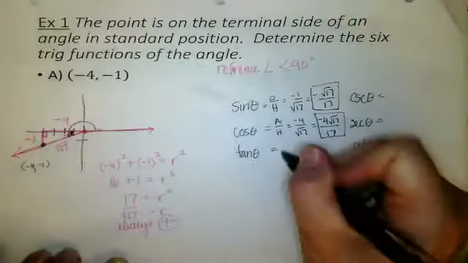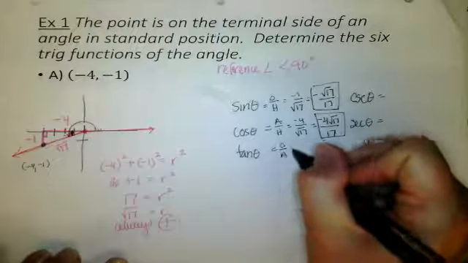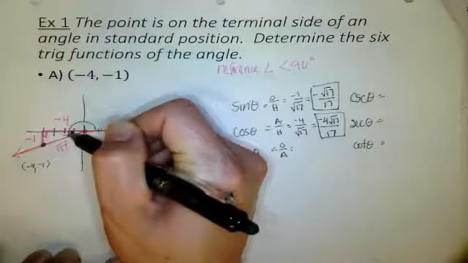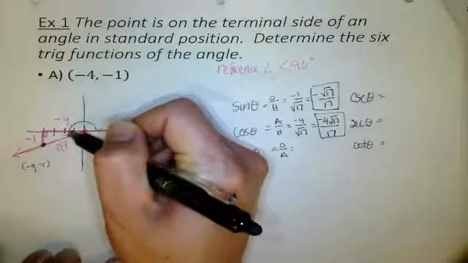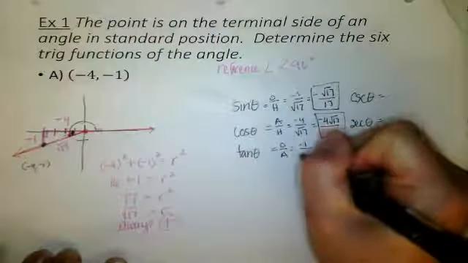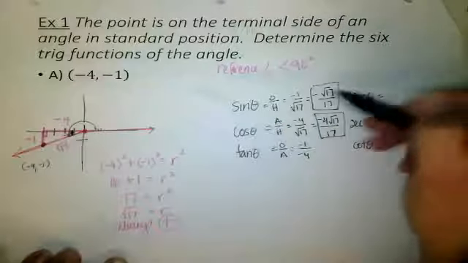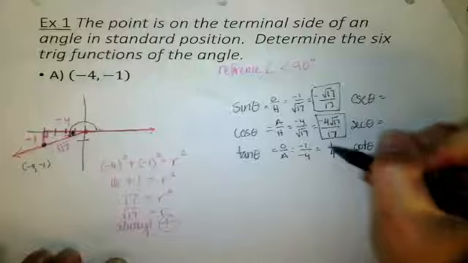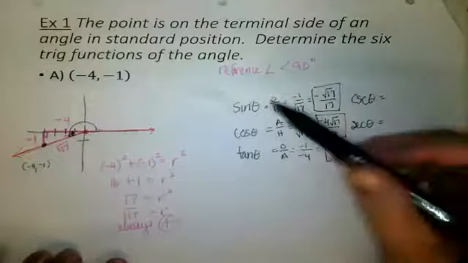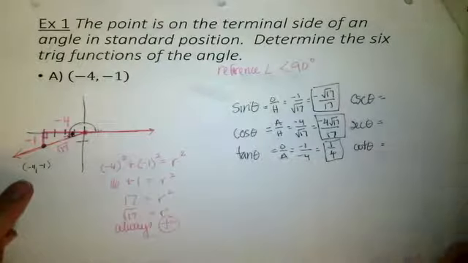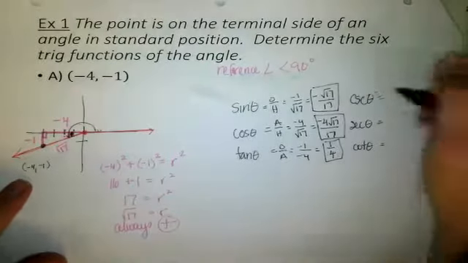And what's tangent? Oh, it is sine over cosine. That's true. But if I have a picture, can I just do opposite over adjacent? Yes. So opposite over adjacent would be negative 1 over negative 4, which is a lot easier to work with than all this garbage, despite the fact that most of it would cancel. So positive 1/4. So sine was a negative value, cosine was a negative value, but tangent was a positive value. That's something to pay attention to.